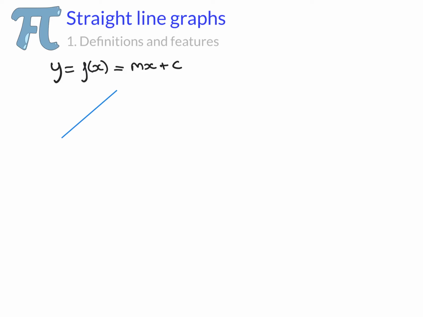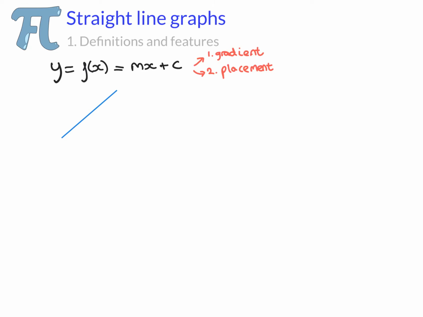Well, the nice thing about them is the steepness of them is the same along the whole line. Its gradient doesn't change. And all we can possibly know about a straight line is 1, how steep it is, its gradient, and 2, whereabouts on the graph it appears.